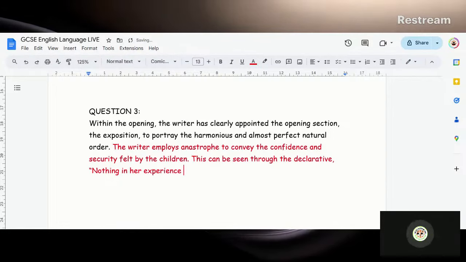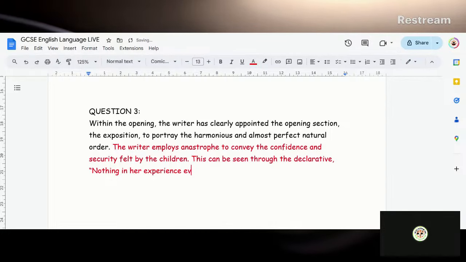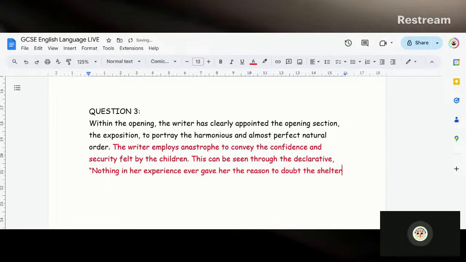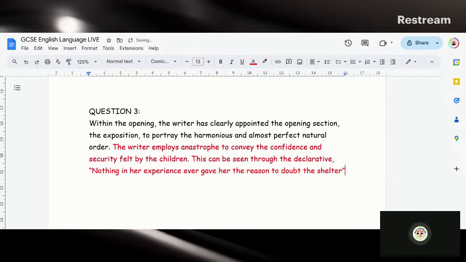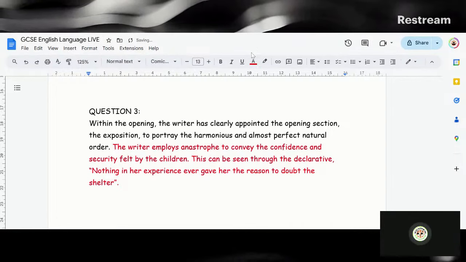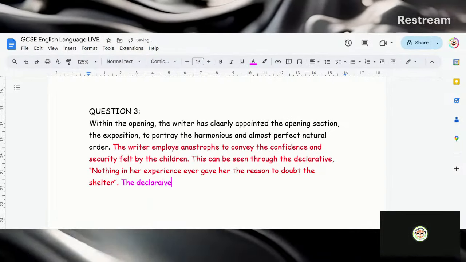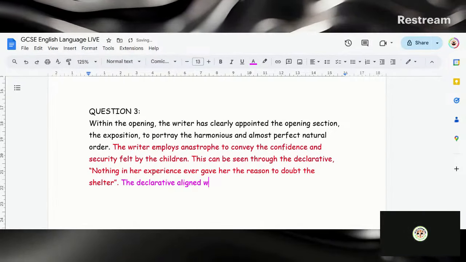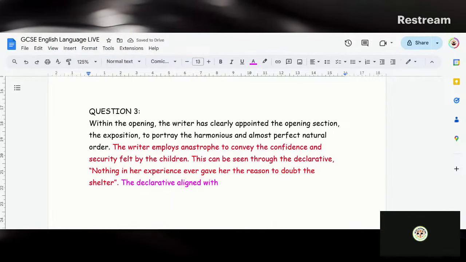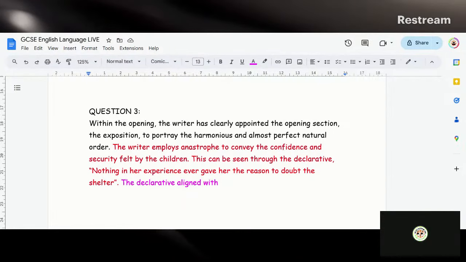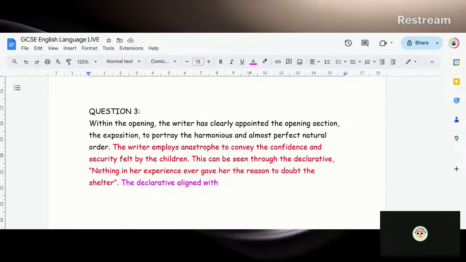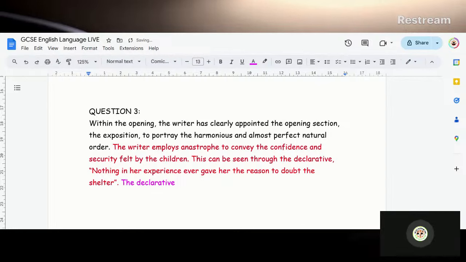Nothing in her experience ever gave her the reason to doubt the shelter. Now, normally the most normal way of saying that is she never doubted the shelter because nothing happened that would lead to that. That's like the more comfortable way of saying it. So we can say in our focus points, the declarative aligns with... aligned. You can't say aligns? No, we can't say align. Okay, so the declarative will say parallels.